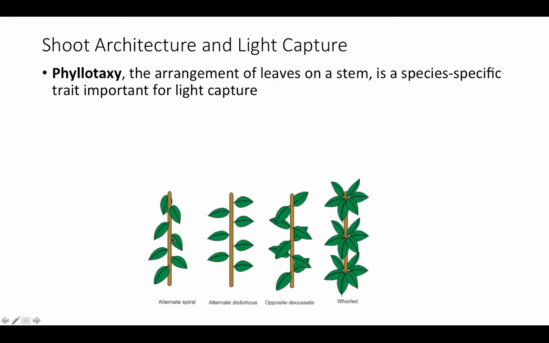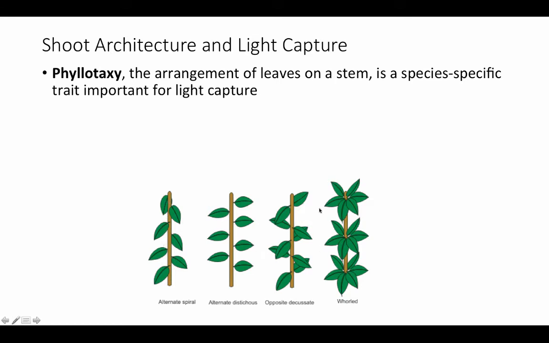The different arrangements can involve just having a single leaf from each node. So for this alternate spiral, we get one leaf from each node. Also, alternate distichous is just one leaf from each node. It's going to come from opposite sides of the plant in an alternating fashion. In alternate spiral, it's going to spiral up the plant and not have leaves directly one on top of each other as you alternate.